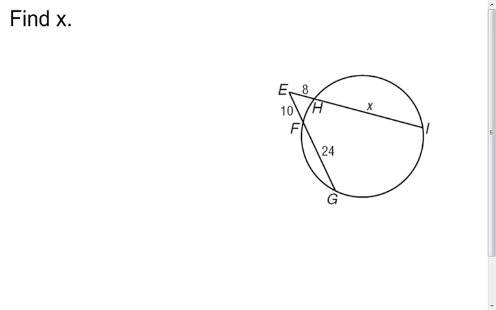When I look at this formula, it says that if I take the length of the whole secant and multiply it by the outside part, it's going to equal the length of the whole other secant, which would be this one, multiplied by the outside part, which is just right here. So now I can set up my equation with all that information.